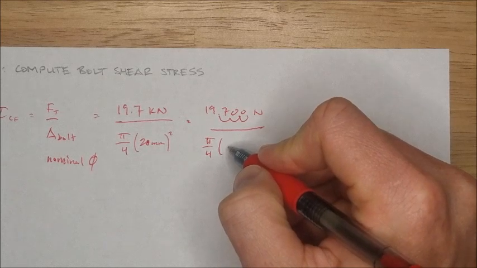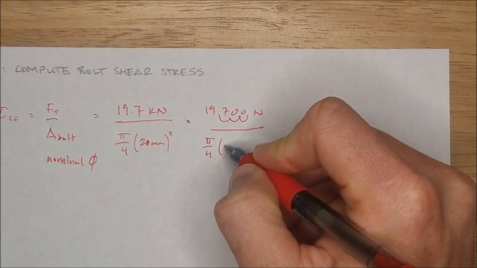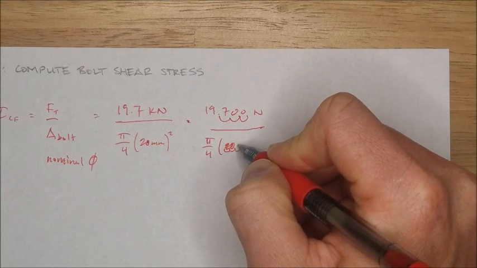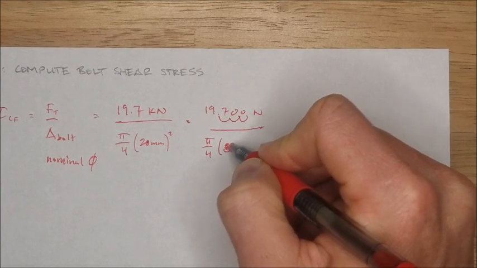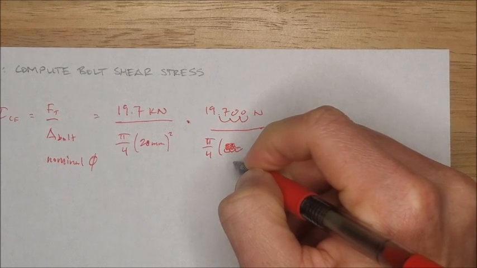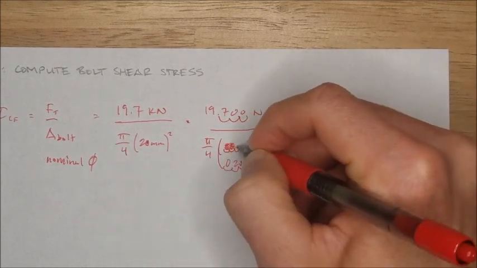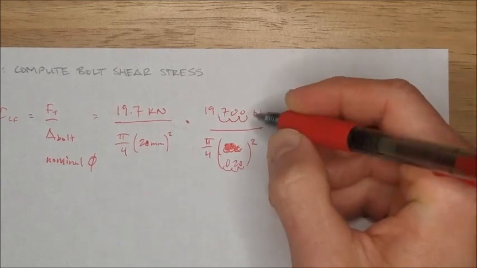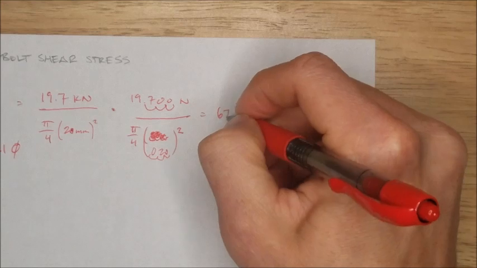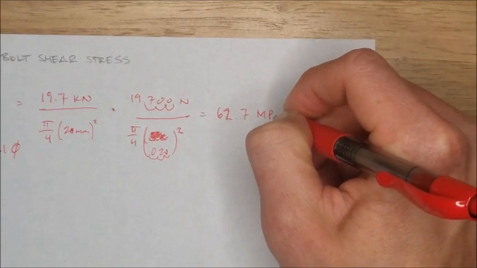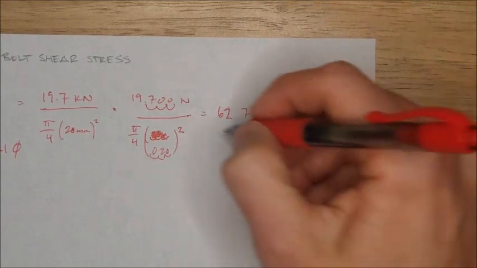So 20 millimeters goes 1, 2, 3. Excuse me, other way around. Sorry. Forgive me on that one. You're going to end up with 62.7 megapascals. That's it, guys. That's easy.